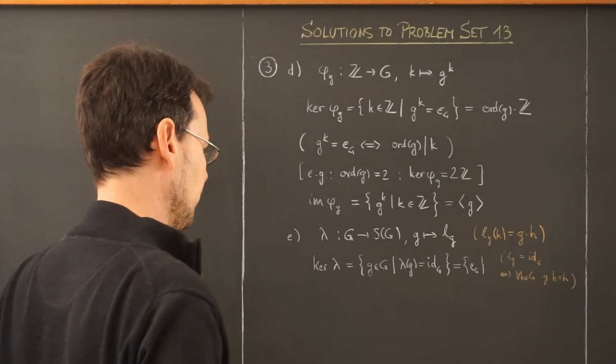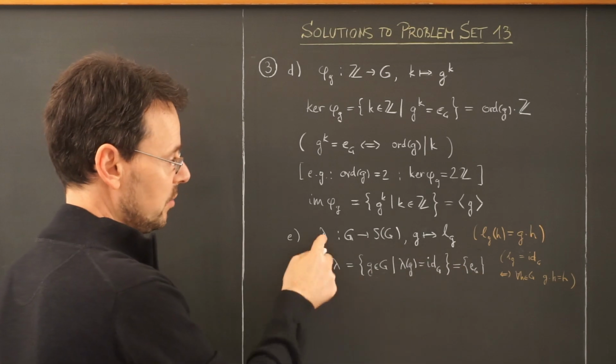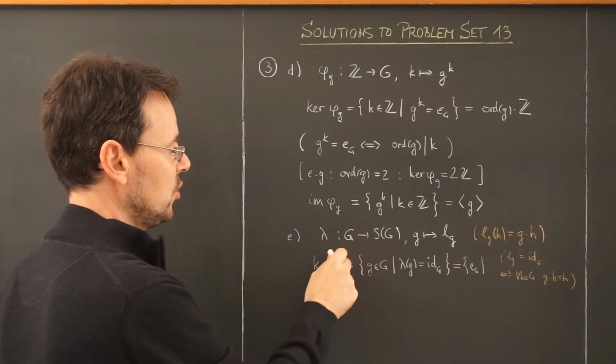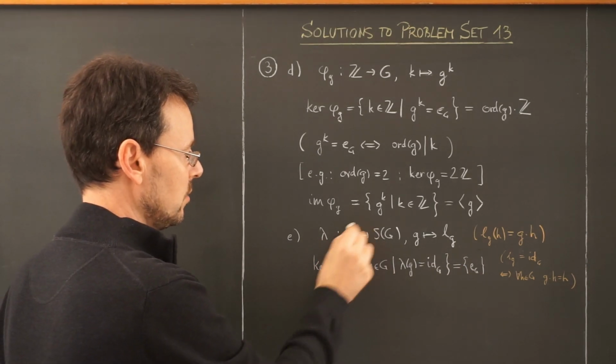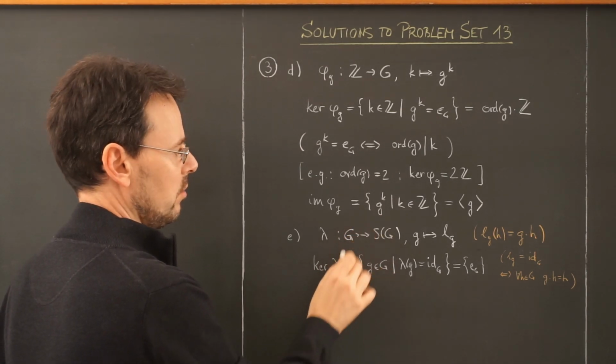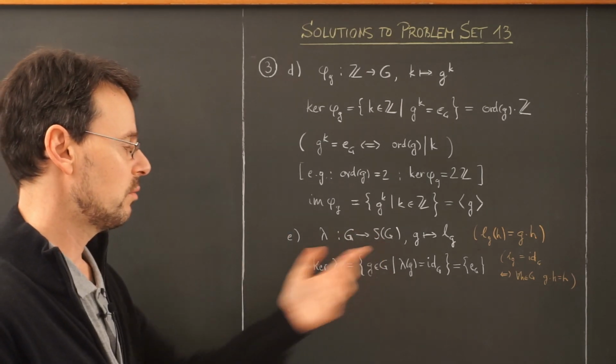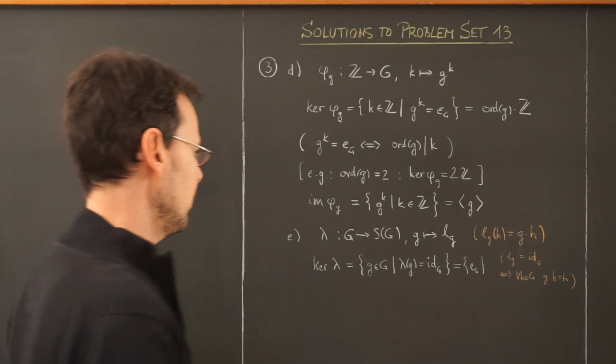So the kernel is trivial, so this map is actually an injection. Sometimes you see it written like that, or maybe like that. It doesn't matter now. This is an injective map from the group into this set here.